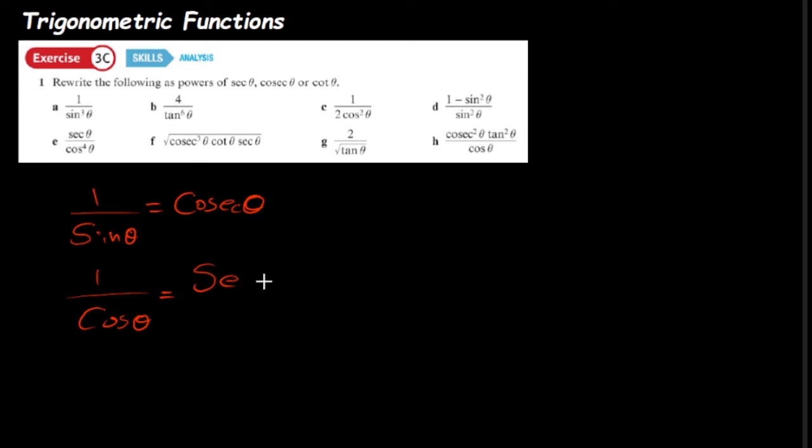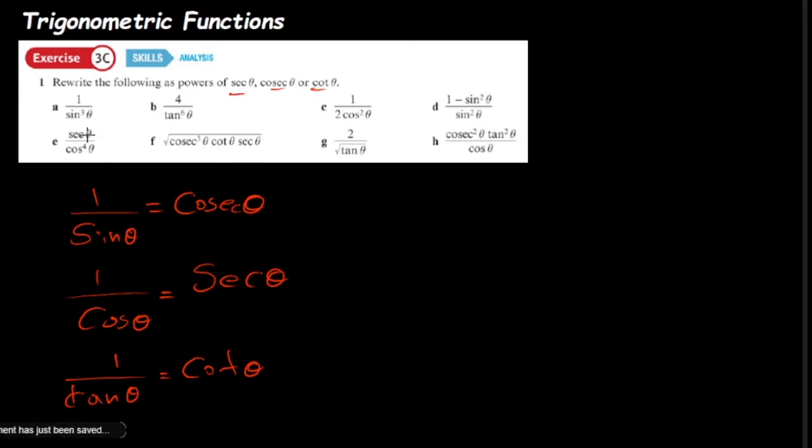In trigonometric functions, we define new ratios. What were the new ratios? 1 over sine theta we defined as cosec theta, 1 over cos theta we defined as sec theta, and 1 over tan theta defined as cot theta. So using these three ratios, what are they saying? Rewrite all these given trigonometric ratios as powers of sec theta, cosec theta or cot theta.